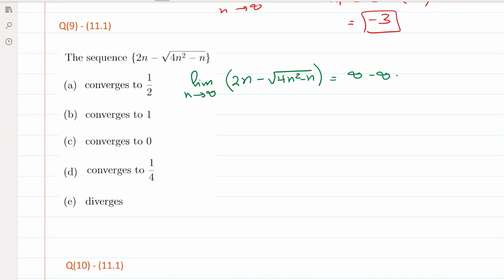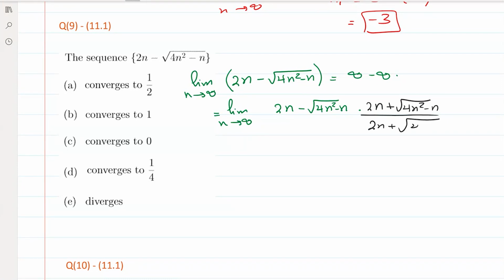Infinity minus infinity is also one of the indeterminate forms. How to change it to 0 over 0, or how to simplify it? Infinity minus infinity, from Math 101: conjugate. Exactly. So you take the conjugate. For root of 4n square minus n, you multiply by its conjugate, which is 2n plus root of 4n square minus n, over itself. So you multiply by the conjugate up and down.